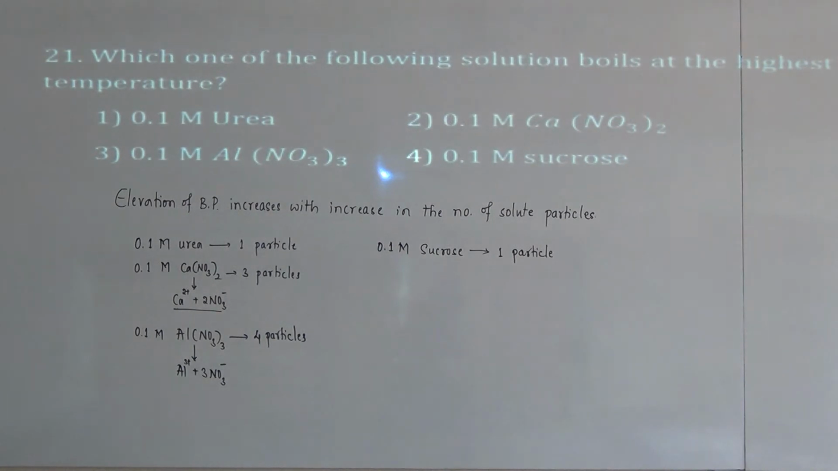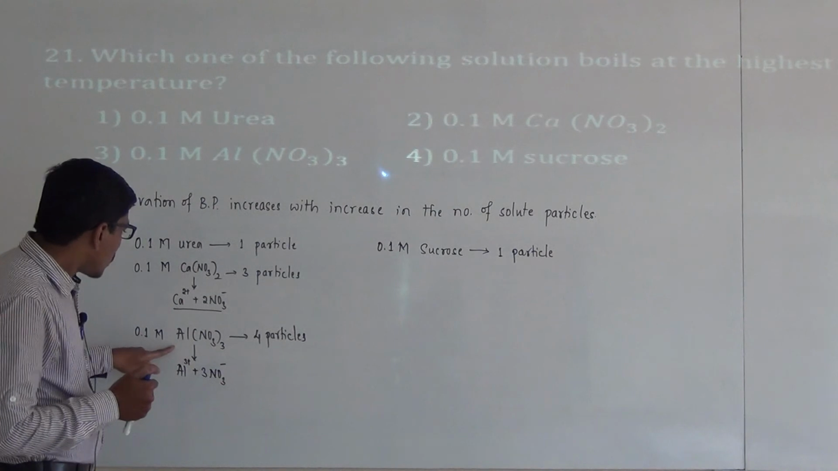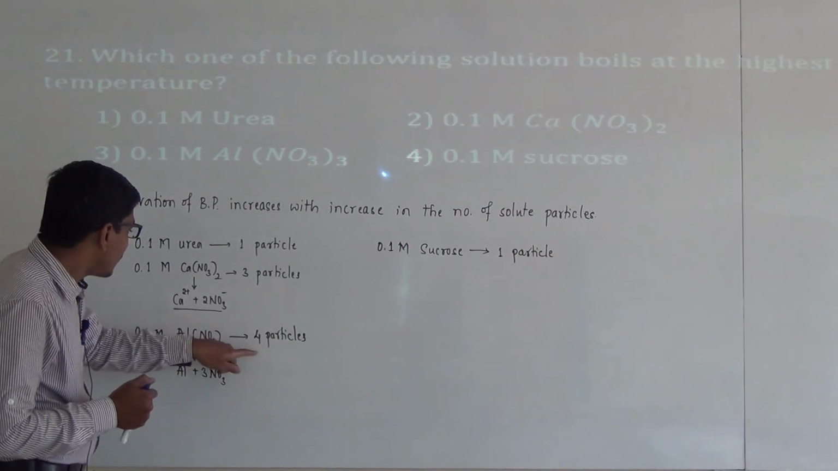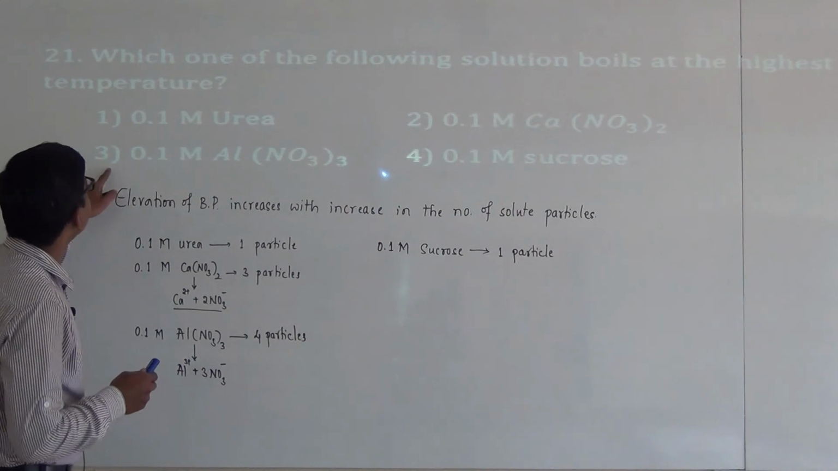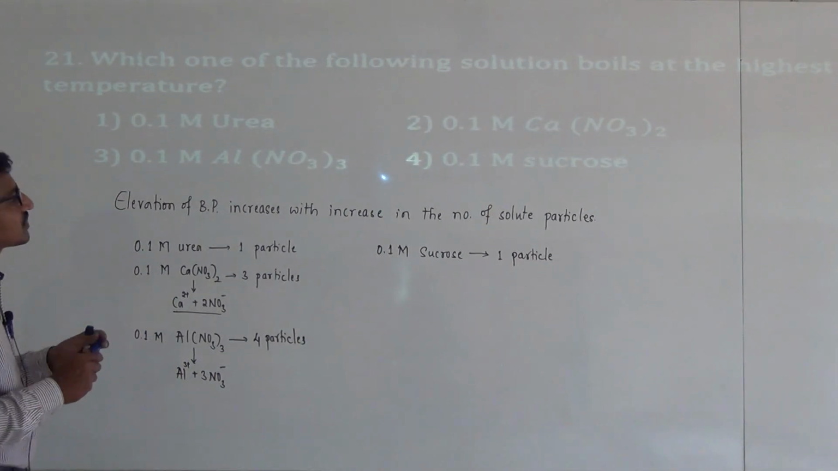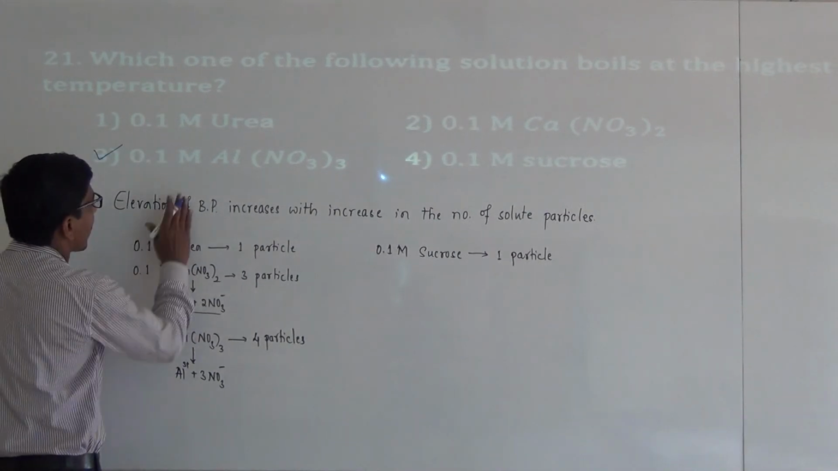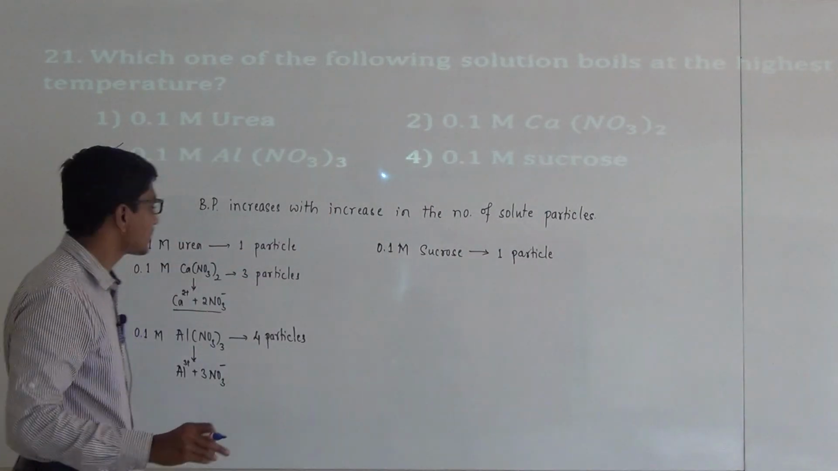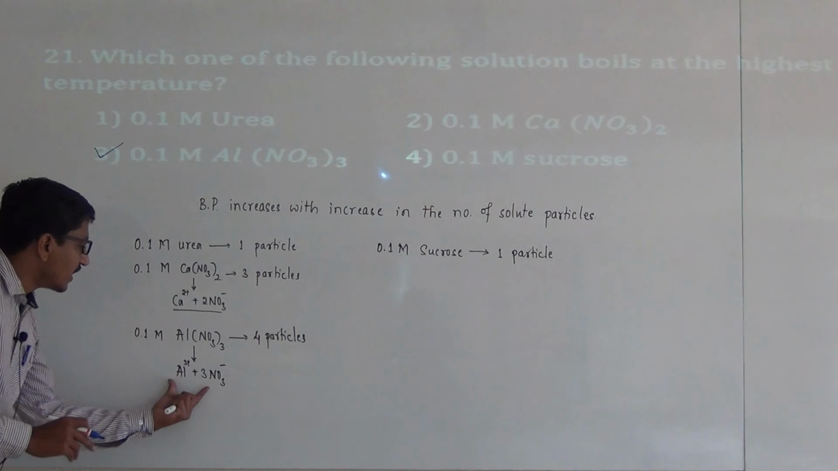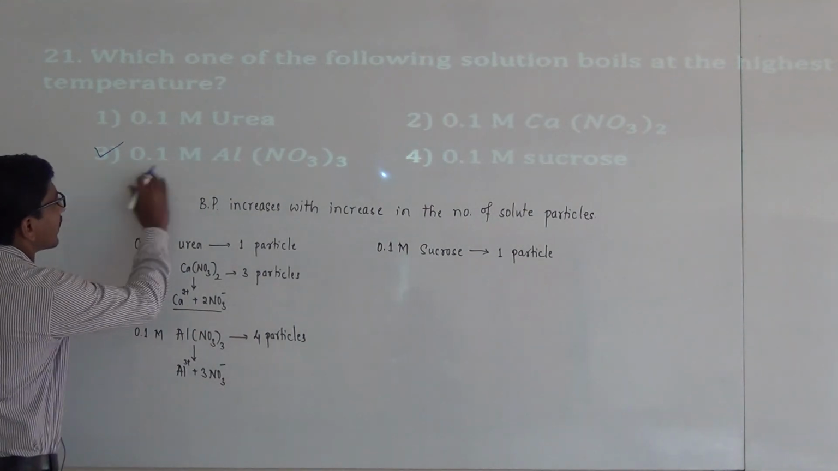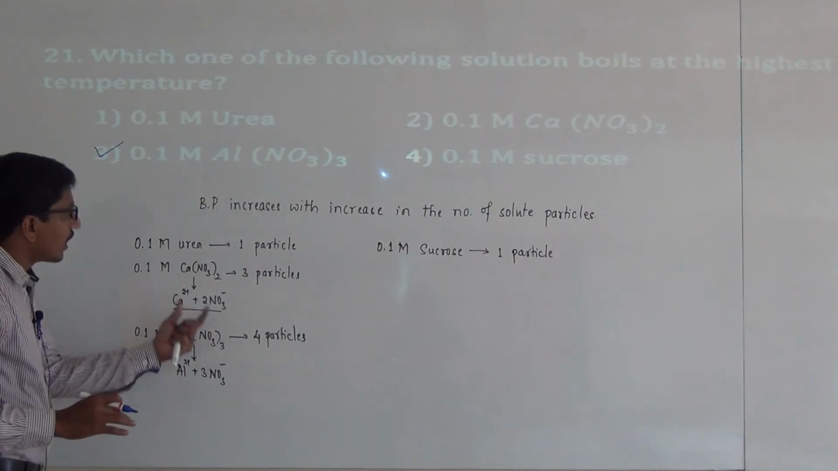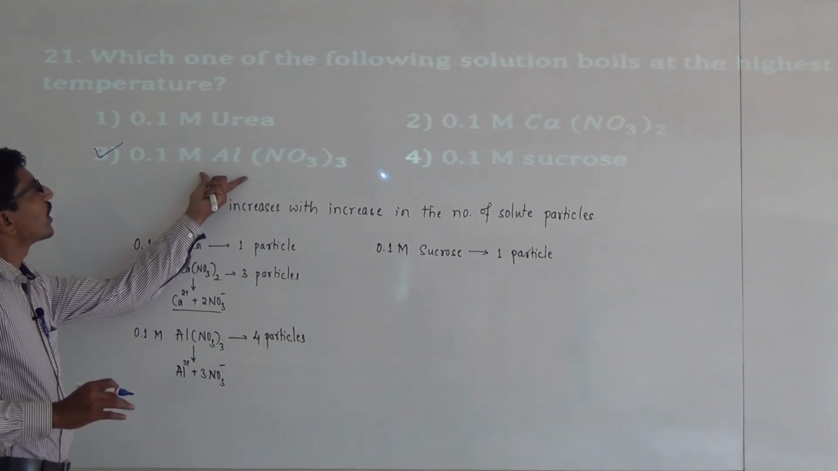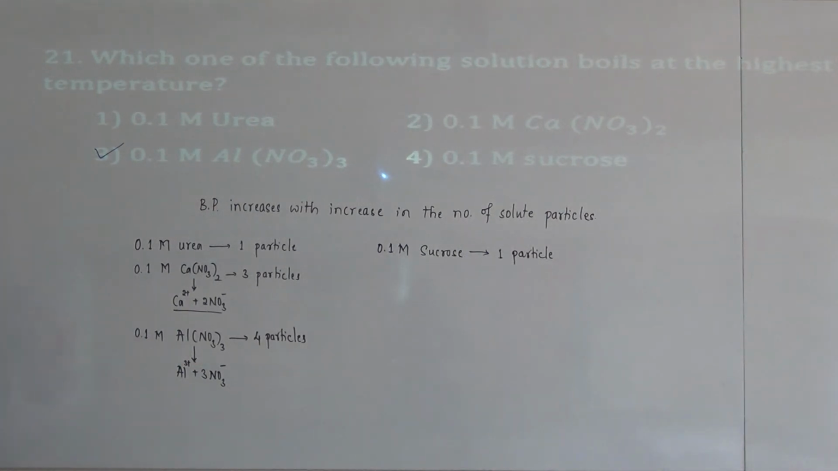In this, the total number of particles is maximum in aluminum nitrate, and this boils at the highest temperature. The boiling point increases with increase in the number of solute particles, and aluminum nitrate contains 4 particles, the maximum number, so this solution boils at the highest temperature.